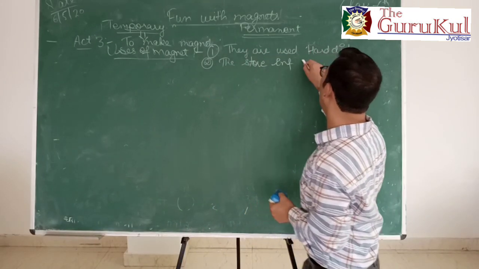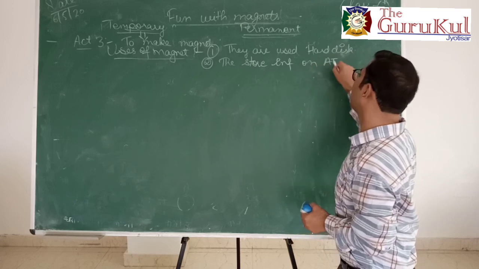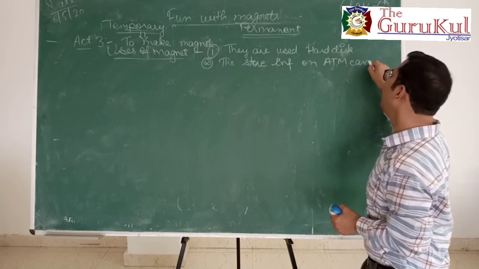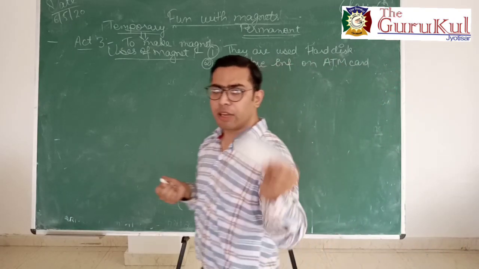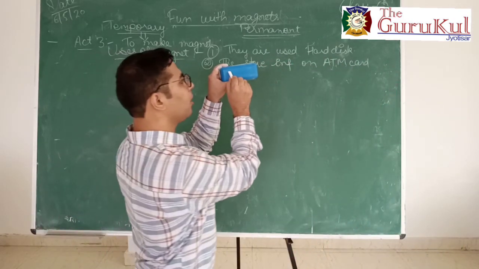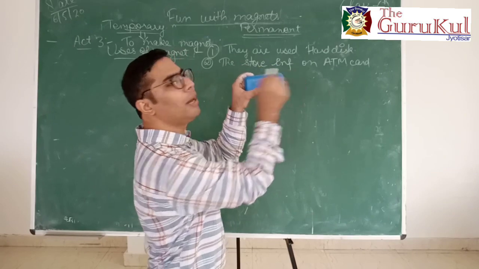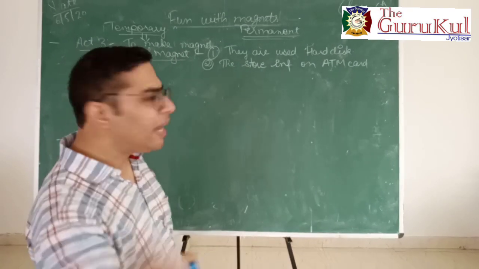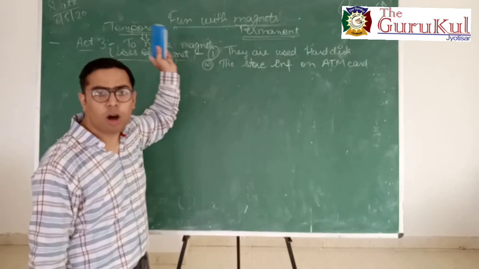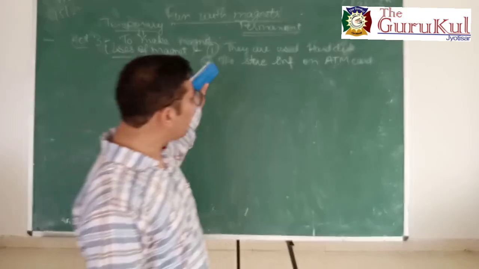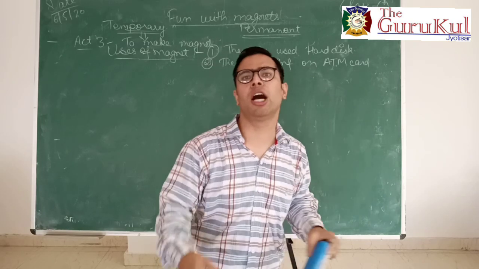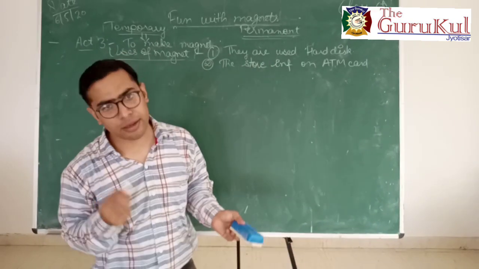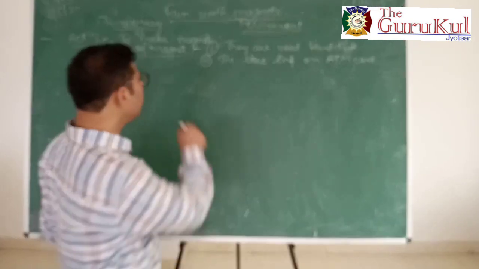Next, they store information on ATM cards. So you might have seen different types of credit cards, debit cards, and at the back you will find a small black strip. That black strip is made up of magnet or magnetic material. That is used to store the information of the person who owns the bank account. Understand?